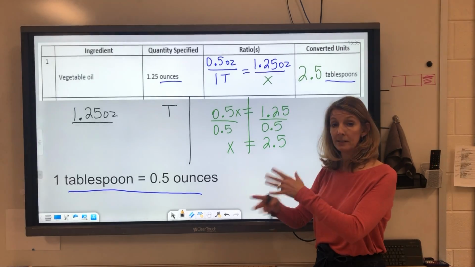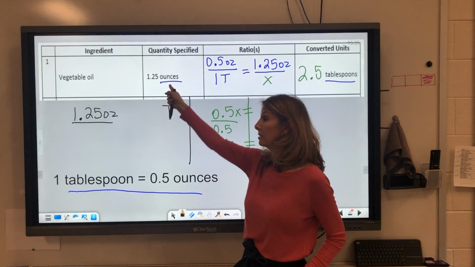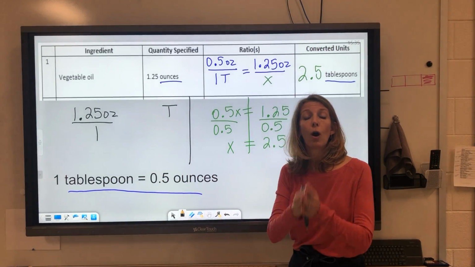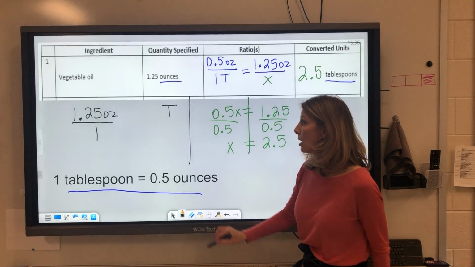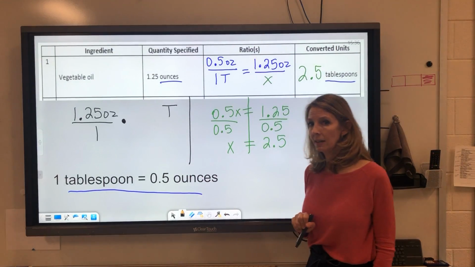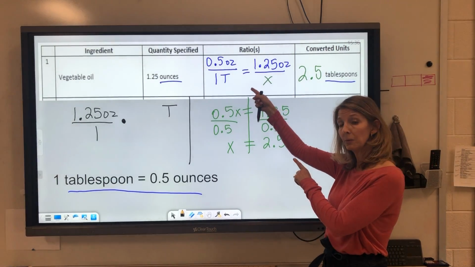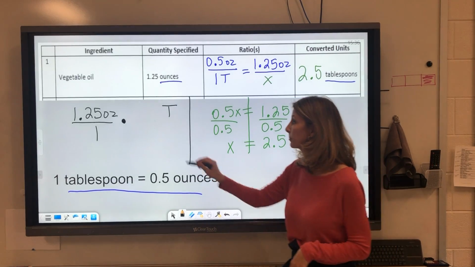And we can do this as a one-step or multi-step, which I'll show you next. You take whatever you were given, 1.25 ounces, and put it over 1. Remember, you can always take a number and put it over 1 and it does not change its value. All right. Notice a big difference here. We have been setting up all our problems as equivalent ratios with an equal sign. I am setting this up as a multiplication problem.